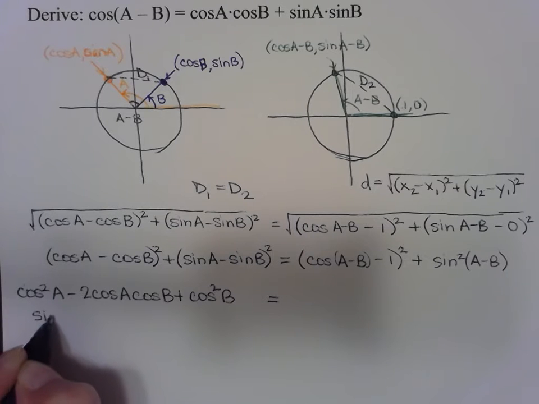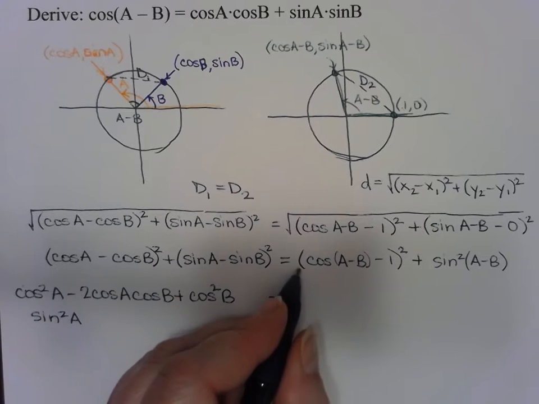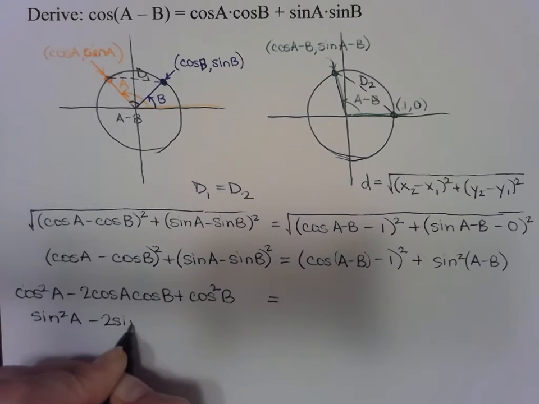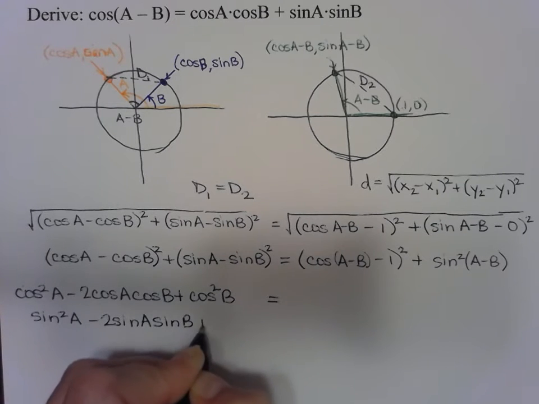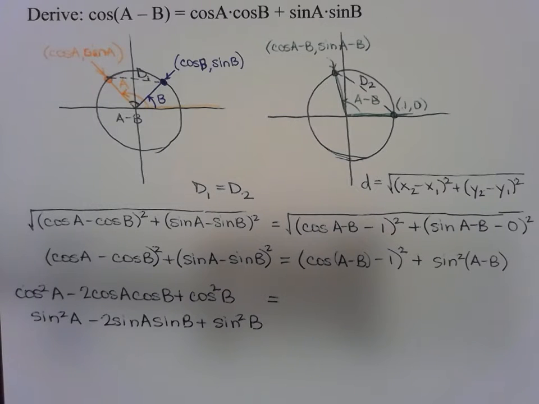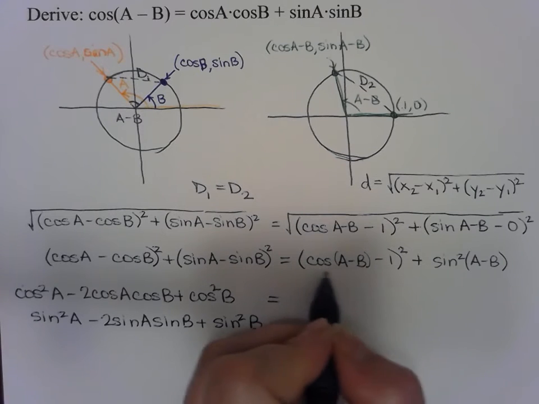It's going to be sine squared of A. If I FOIL them, the outside and the inside together will be minus 2 sine of A, sine of B, plus sine squared of B. Okay, and then same thing here. I'm going to FOIL this out.